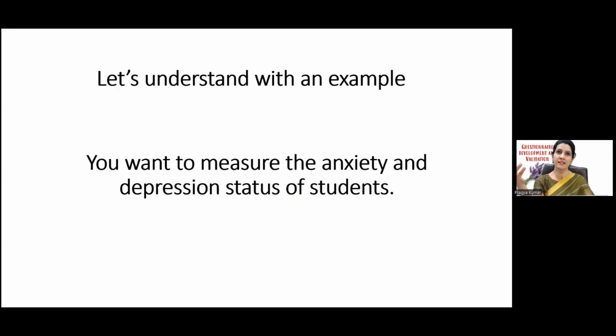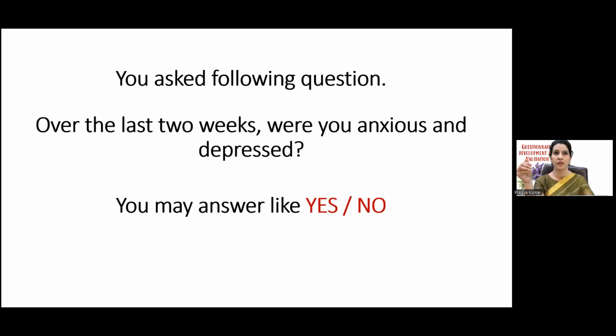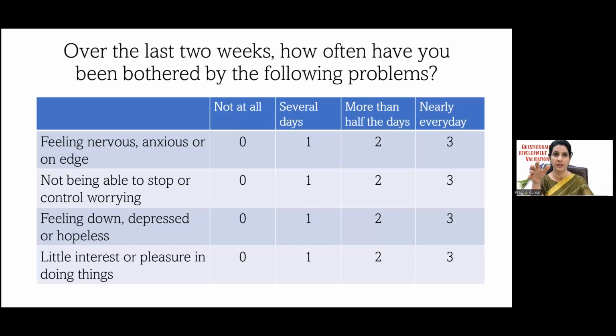Now let's understand this with an example. Suppose you want to measure the anxiety and depression status of students. I asked the following question. Again, this is a wrong question because I am asking, over the last 2 weeks, were you anxious and depressed? There should be separate questions: were you anxious, and were you depressed? These are the students who have given me the score. This is for feeling nervous, anxious, or on edge. 0 is not at all, 1 is several days, 2 is more than half the days, and 3 is nearly every day.